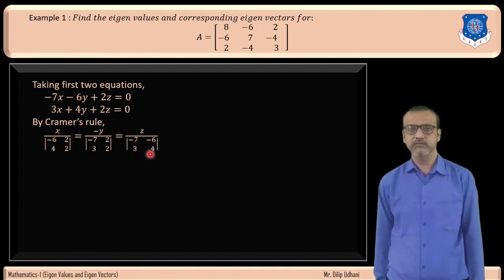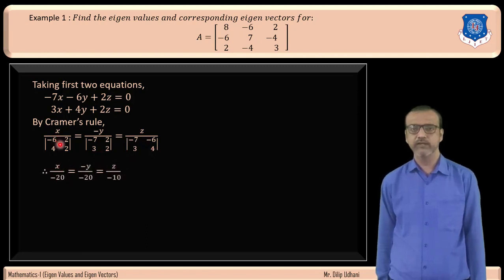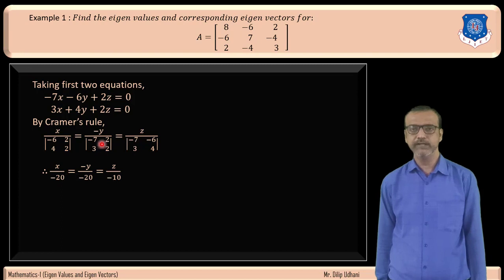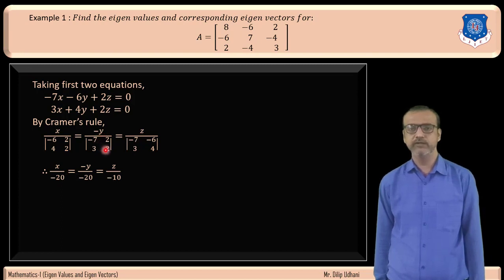Now we have to solve these determinants. So we have x over minus 6 into 2 minus 12, minus 4 2s is 8, so minus 12 minus 8 that is minus 20. And this is equal to minus y upon minus 7 into 2 minus 14, minus 3 into 2 minus 6, so minus 14 minus 6 that is minus 20, and that is equal to z upon minus 7 into 4 that is minus 28, minus 3 into minus 6 that is plus 18, so minus 28 plus 18 that is minus 10. Now multiplying this expression by minus 10, we have x upon 2 equals y upon minus 2 equals z upon 1 equals t3.